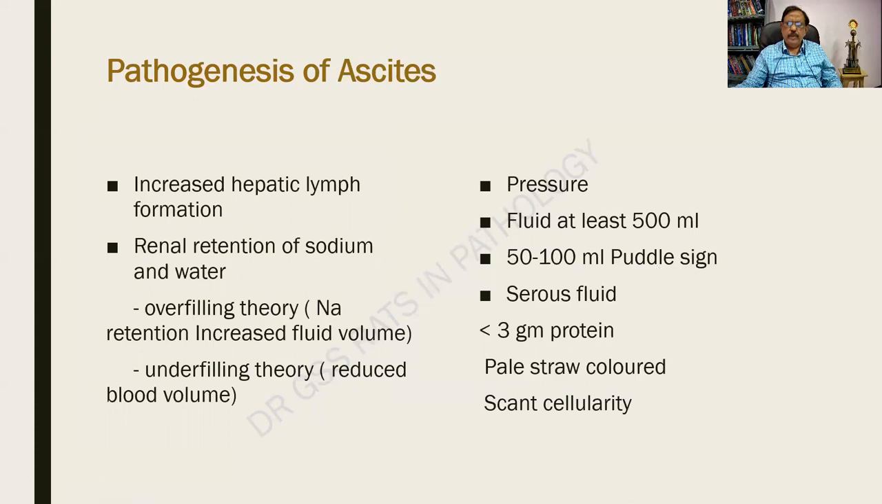The fluid that we usually have in ascites is a serous fluid. In other words, everything is low in it. There is a low protein, low color, and low cellularity. The protein is less than 3 grams. The color is pale straw yellow and it is of scant cellularity. This is the classical one, which is again the feature of a transudate.